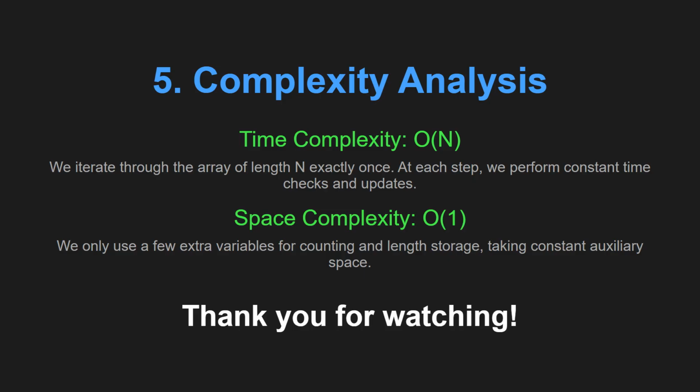Finally, let's look at the complexity analysis. The time complexity is O of n, because we only iterate through the colors array of length n exactly one time. The space complexity is O of 1, as we only allocate a few extra variables for the answer and array size, requiring strictly constant space.